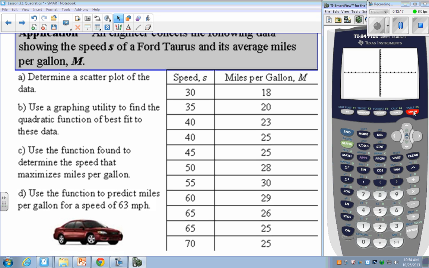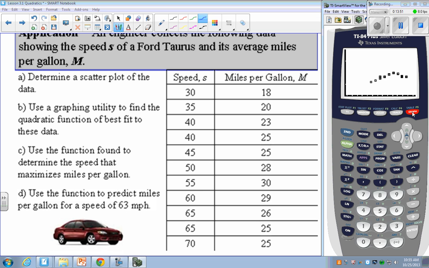So what's the problem? The problem is that we have to adjust our window. So I've already messed around with the window a little bit, so I know approximately where the parabola will be. So I'm going to go ahead and change that. Okay. So let's go ahead and check out this parabola. Okay. So what does this look like?